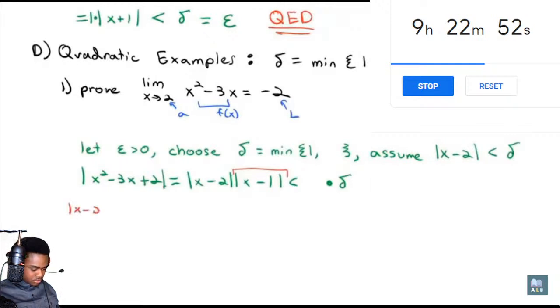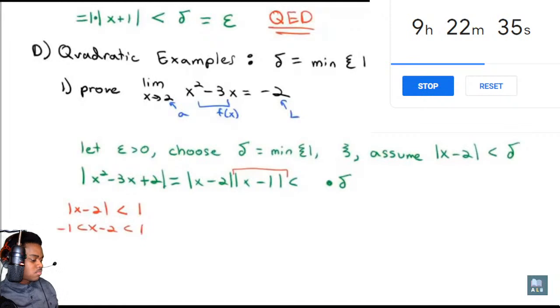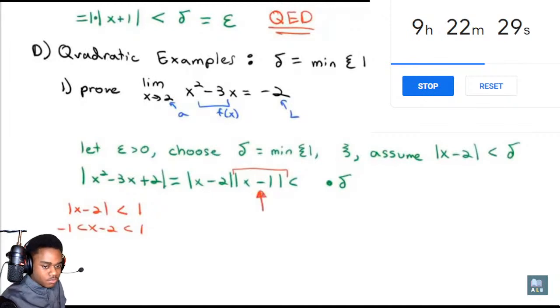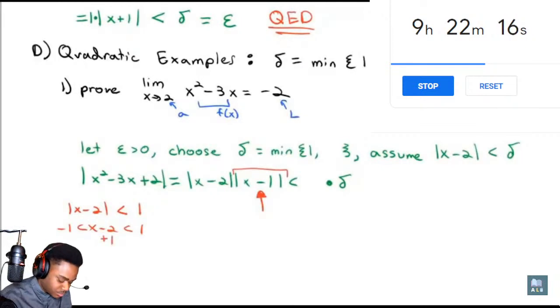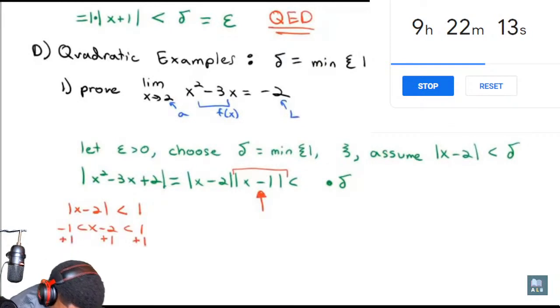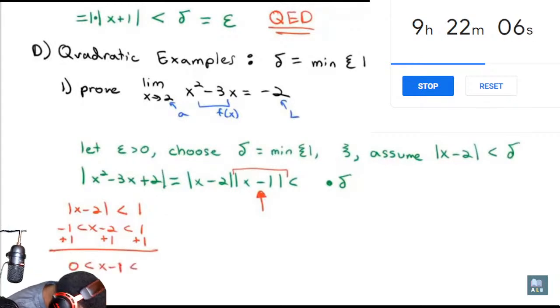The absolute value of x minus 2 is less than delta. But delta is no bigger than 1. If the absolute value is less than a number, what that really means is that x minus 2 is between negative 1 and positive 1. We want to know what to do with the x minus 1, so we're going to try and change this middle stuff to become x minus 1. To get x minus 2 to become x minus 1, we're going to add 1. Of course, if we add 1 there, we have to add 1 to all 3 parts. And when we do, we get 0 is less than x minus 1, which is less than 2.